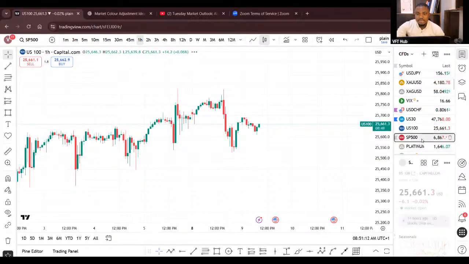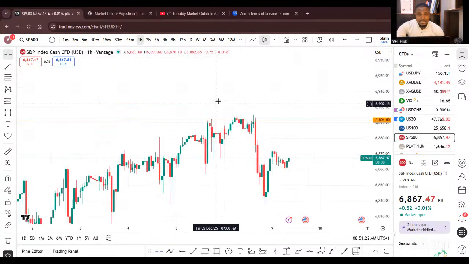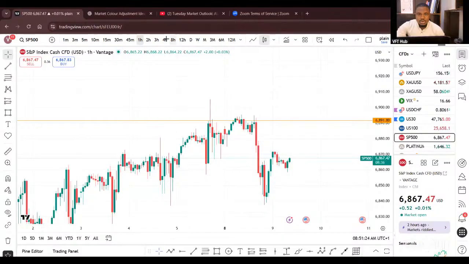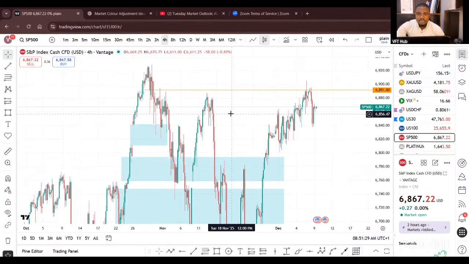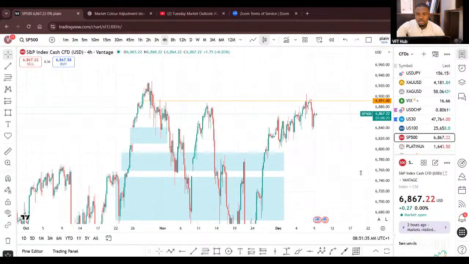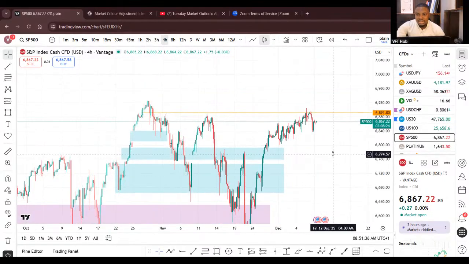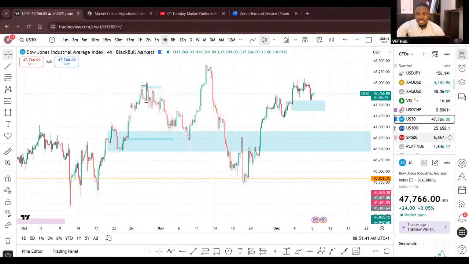Let's look at S&P 500. For S&P 500, there was a clear sweep of liquidity, but its own high wasn't swept. This high here wasn't swept. So it's still very dicey that we'll see the market continue to sell off, but notwithstanding, we'll be monitoring the market. The only one that is very clear for today is US30, for a buy, and the rest we'll be monitoring.